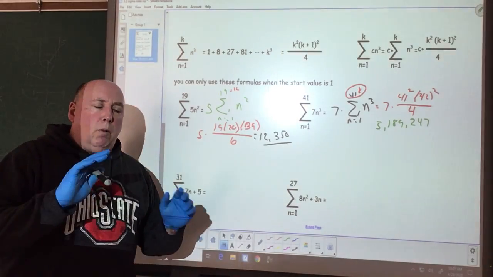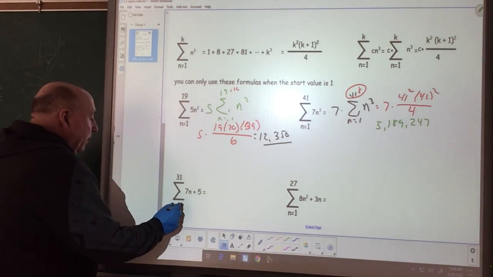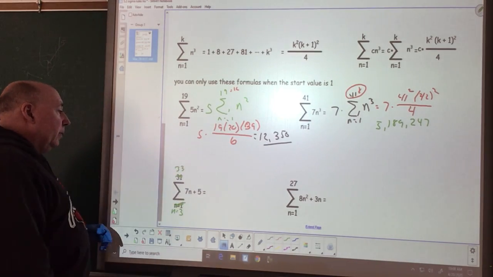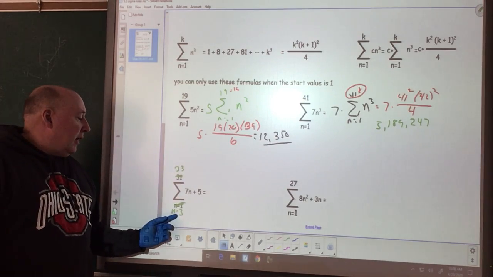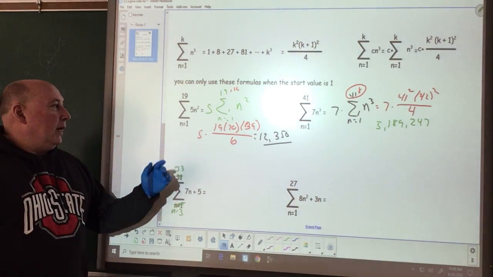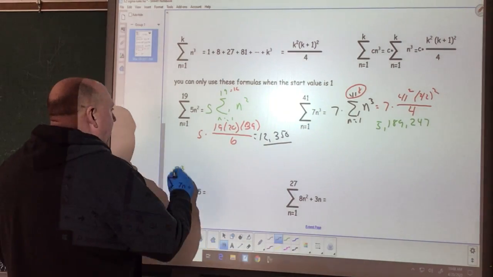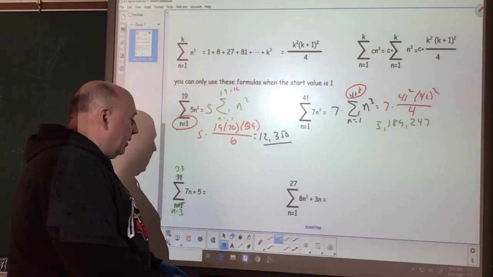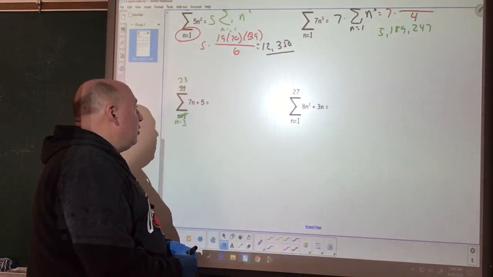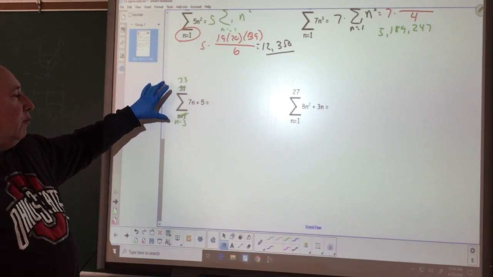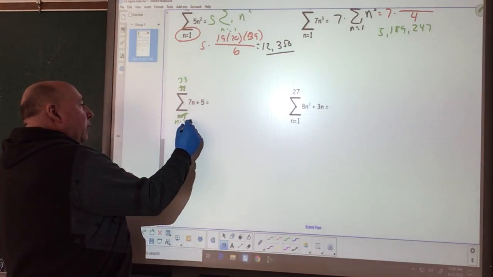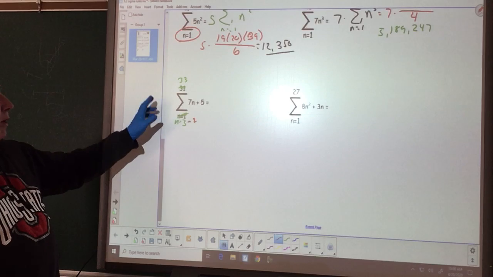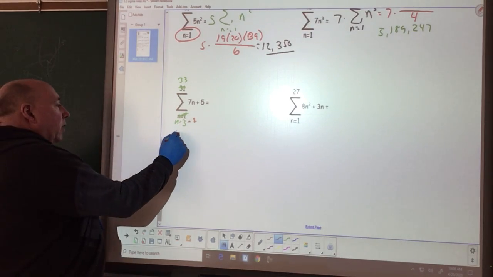Now I'm going to change this problem just a little bit. Suppose I start at n equals 3 and I go to 33. What we need to make sure of is that we start with a value of n equals 1. If you start with a value that's not 1, you have to take it back to the value of 1. To do that, I can subtract 2. If I subtract 2, I get back to n equals 1.